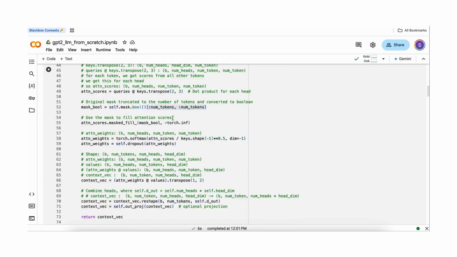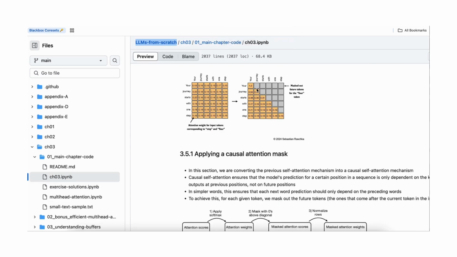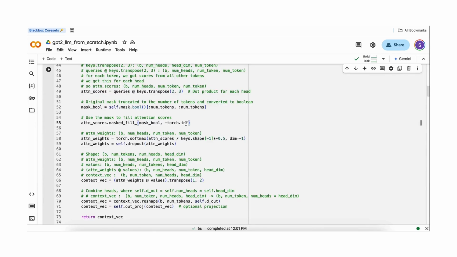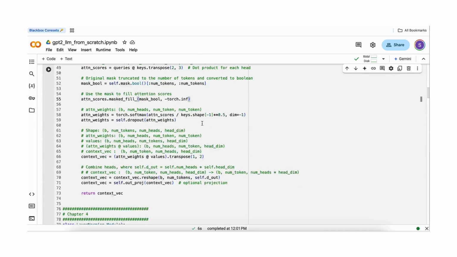So what this line does is convert what was a 1024 by 1024 matrix into an 8 by 8 matrix, and then it does this masked fill. And the reason it uses minus infinity is because we're going to do a softmax, which is going to change the minus infinity to 0, since e to the power minus infinity is 0. So we end up with this matrix after doing the masked fill. So this is where we are.